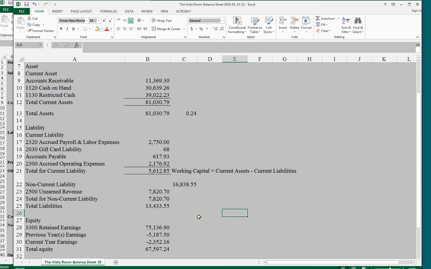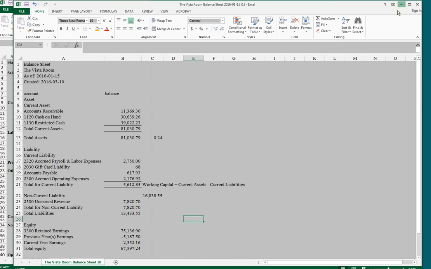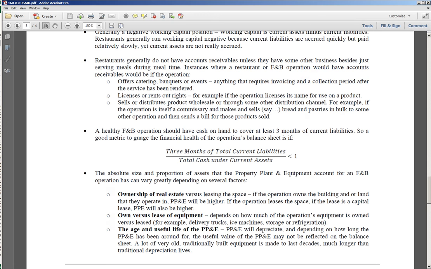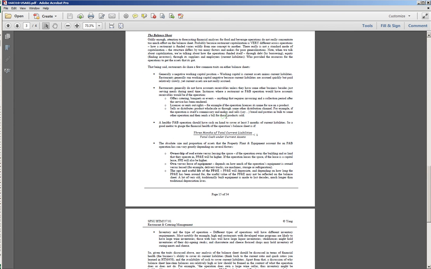Okie dokie, and that's just about it for the Vista Room's balance sheet and for our discussion on how to read Uniform System of Accounts balance sheets. Don't compare balance sheets across companies. Okay.